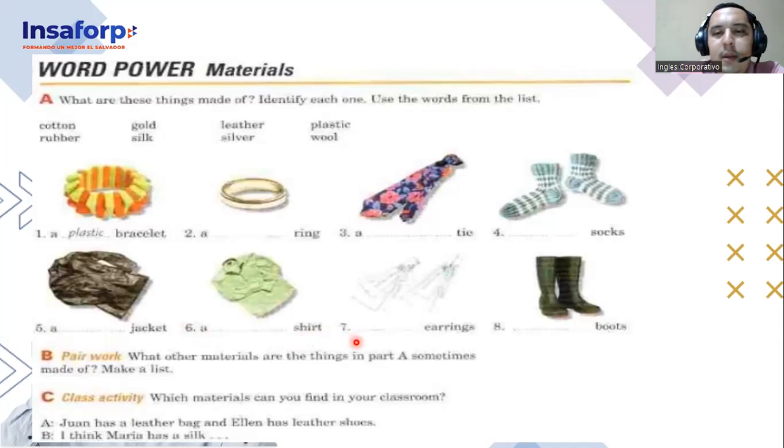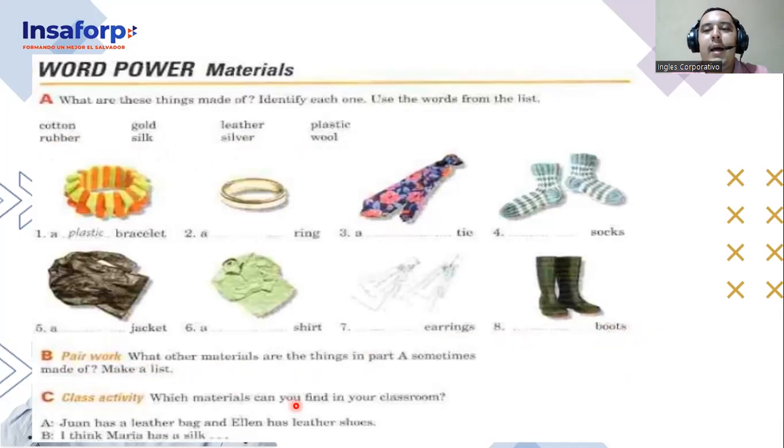A cotton shirt. Okay. Sure. What about this one? Here we can see the image very well, but if we see the word here, it says earrings, right? Earrings, the ones that the ladies wear. Silver earrings. And here, okay, thank you. Here we have the boots. Rubber boots. Okay, guys.